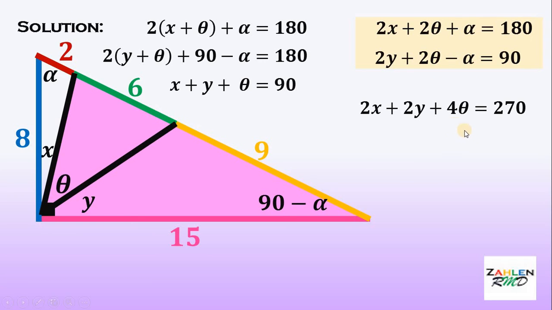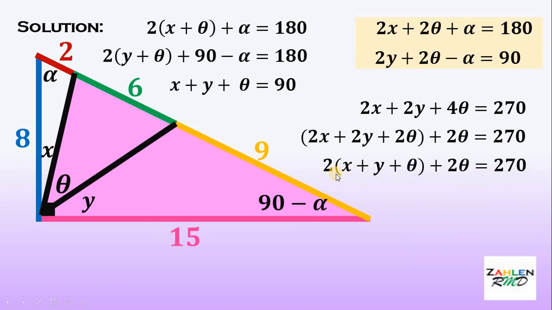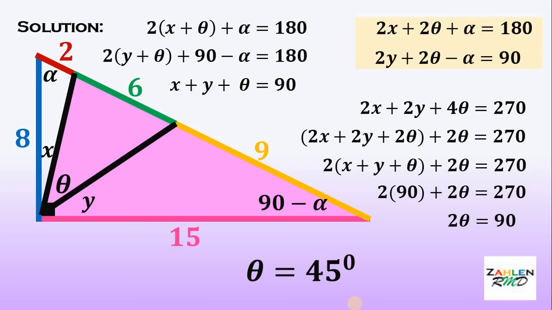Next thing to do is to separate 4 theta into 2 theta plus 2 theta. Next, factor out 2 and we have 2 times x plus y plus theta, plus 2 theta equals 270. Now take note that x plus y plus theta is equal to 90. So we can replace x plus y plus theta with 90. Therefore, we have 2 times 90 plus 2 theta equals 270. 2 times 90 is 180. Then subtract 180 from both sides and we get 2 theta equals 90. Divide both sides by 2 and we get theta equals 45 degrees. And again, we're done.